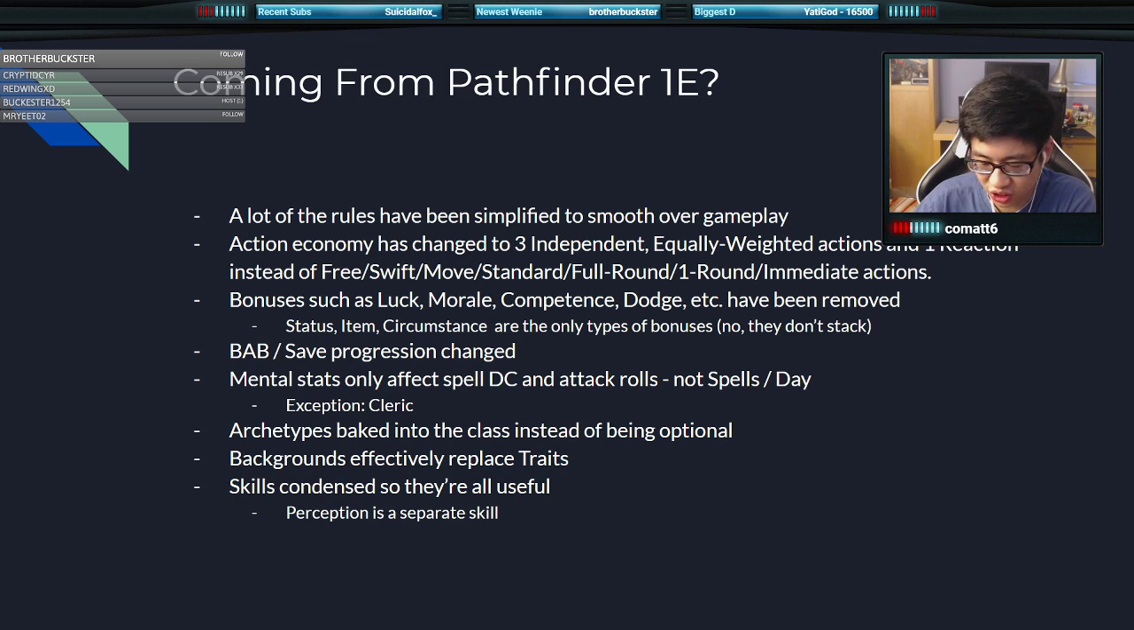Status bonuses are those provided by spells. Item bonuses are provided from items. So if you have a +1 weapon, you would gain an item bonus to attack rolls, and that would not stack with another item bonus. And then circumstance bonuses, which are, as the word implies, circumstantial. Again, multiple bonuses of the same type don't stack.